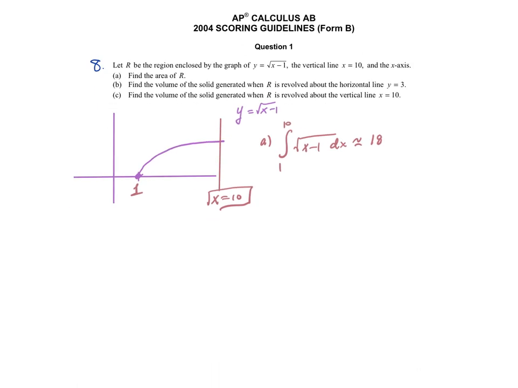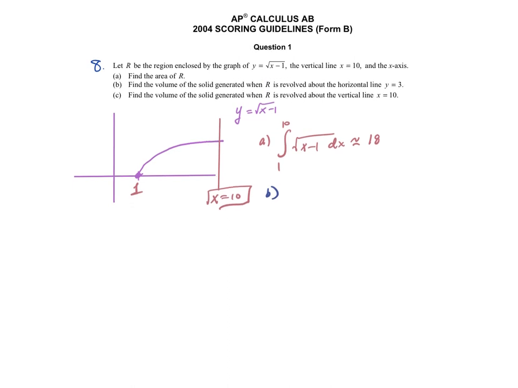All right, so for part B, find the volume around the line y equals 3. So this point of intersection is actually at 10 comma 3. You can check it: y equals square root of 10 minus 1, y equals square root of 9, which is 3.